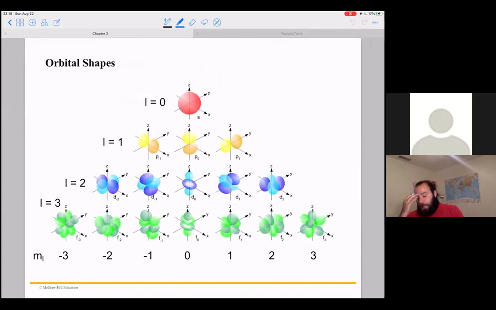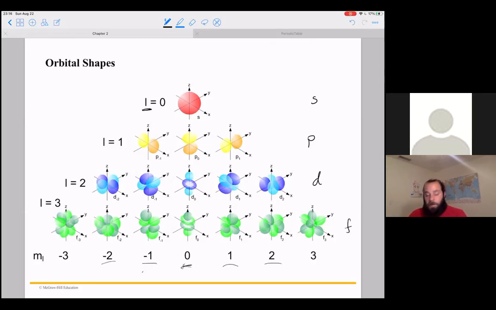And then this is actually a nice little diagram here that shows you, for a given value of angular momentum quantum number L, what are the different M sub L values that are allowed, right? So this would be the s orbitals, this would be p orbitals. So now there's 3 values corresponding to those. These are the d orbitals. There are 5 values corresponding to those.